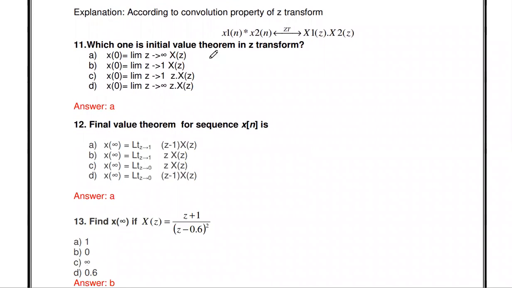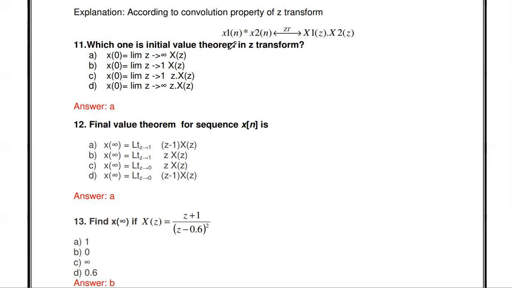Then the next one: which one is the initial value theorem in Z transform? There are two important theorems available in Z transform: the initial value theorem and the final value theorem. These are already available in Laplace transform for continuous time signals. Similarly, to find the initial value and the final value of a discrete time signal, we use these properties of Z transform. They are available in Z transform and Laplace transform, but not in DTFT.